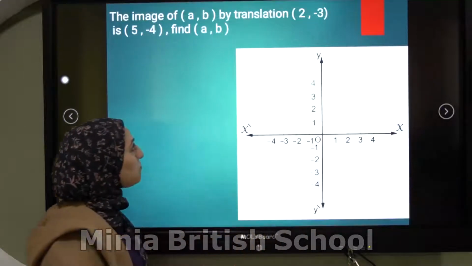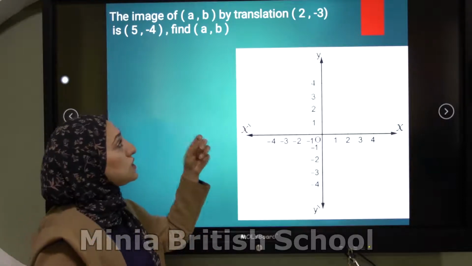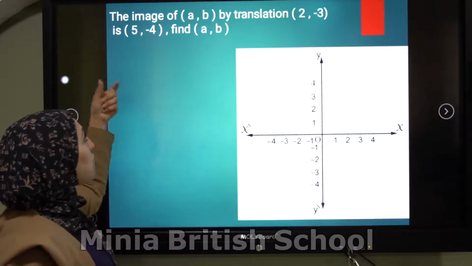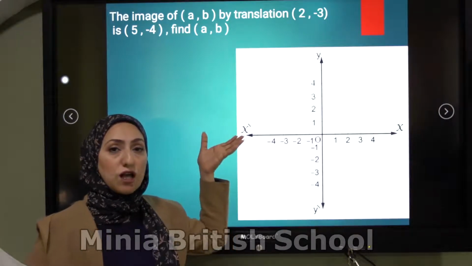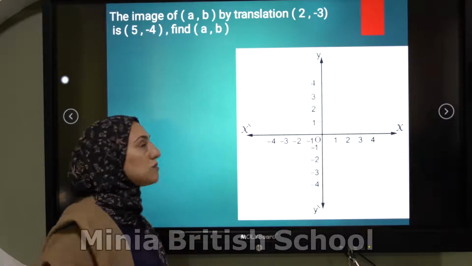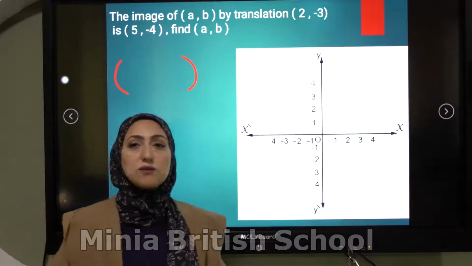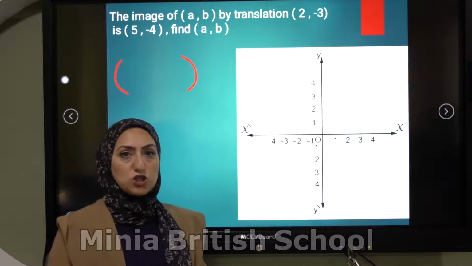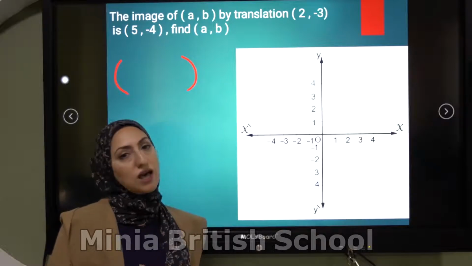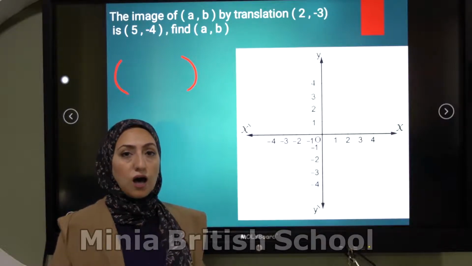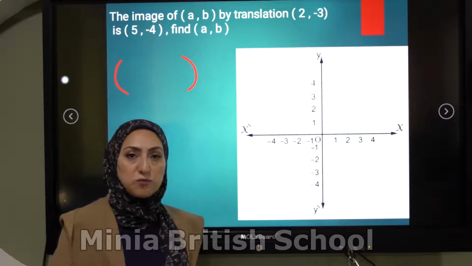Let's see another one with a different idea here. The image of point AB by translation 2 and negative 3 is 5 and negative 4. What do you notice here? He gave me the image itself and he is asking about the point. How can I get the point? I get the image by adding the point to the translation. Now I want the point itself and I have the image. So I do the opposite. I subtract the translation from the image. The image minus translation gives me the point.